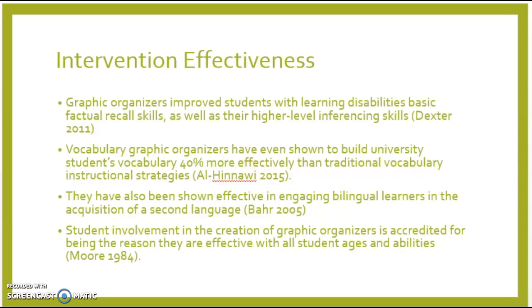Graphic organizers were shown to be effective in engaging bilingual learners in the acquisition of a second language. This was used with middle school students, and the application of graphic organizers is effective outside of simply content mastery and can be generalized outside of English or math. Finally, the student involvement in the creation of graphic organizers is accredited for being the reason they are effective with all student ages and abilities.